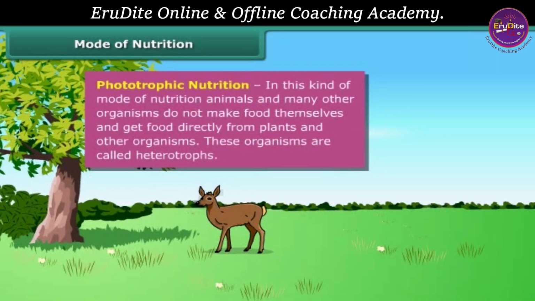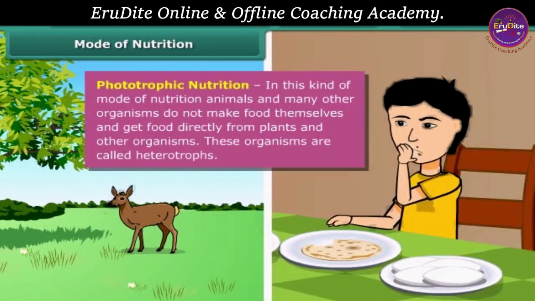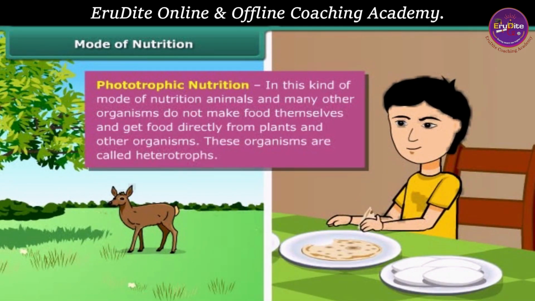The mode of nutrition in which animals and many other organisms take in ready-made food prepared by the plants is called heterotrophic, and these organisms are called heterotrophs. Human, lion, tiger, etc. are examples of heterotrophs.